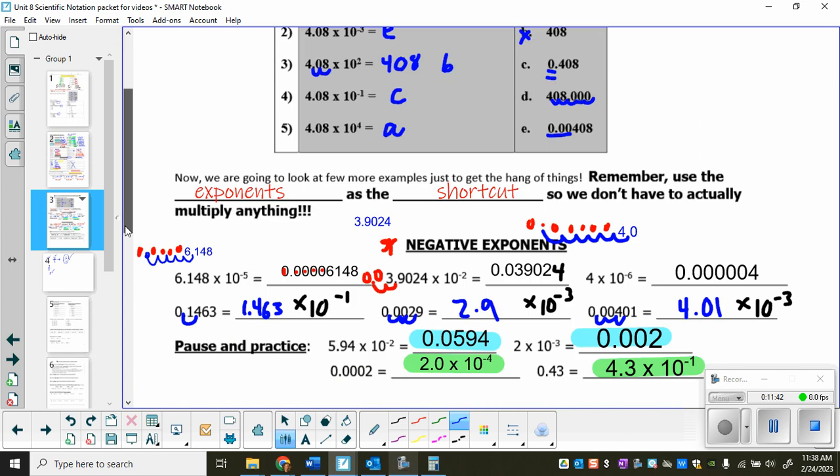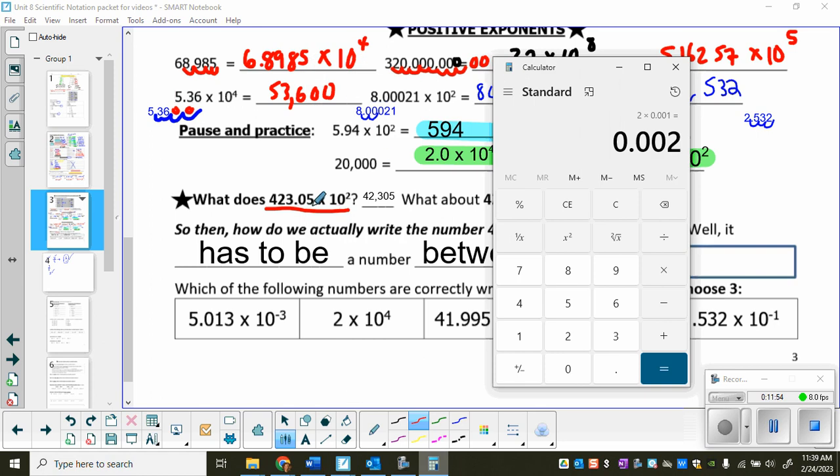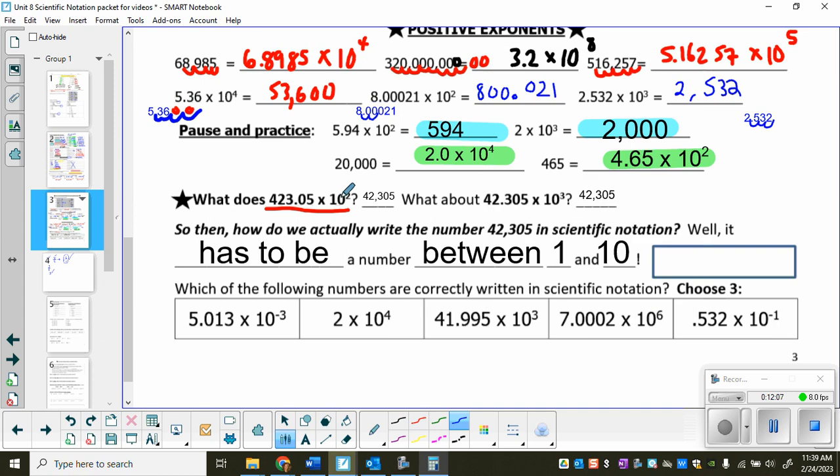So now let me flip back over and talk about that in scientific notation. I want to ask you guys, and I'm just going to use the calculator to do this math. If I have 423.05 times 100, that is 42,305. You can confirm that because if I took this number and moved the decimal over twice, like it says to do, I'm at 42,305. So go ahead and jot that number in that little blank.